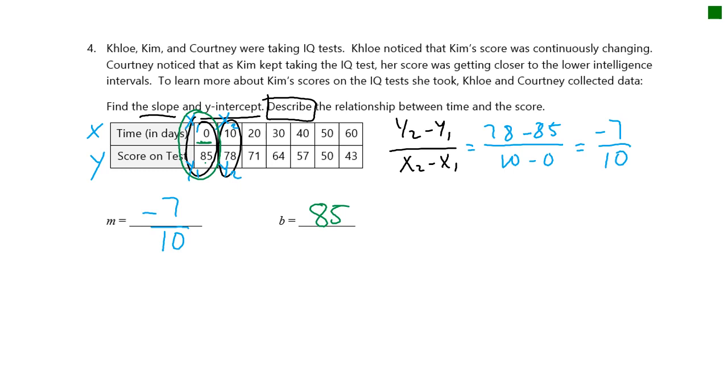And all you have to do is describe the relationship between time and the score, all right? And you can see what's happening with the time. It goes from 0, 10, 20, 30, 40, 50, 60. So as time increases, remember I told you the x will always be increasing. All right, then what changes is the y. What happens to the y? Well, you go from 85, 78, 71, 64, 57, 50, 43. So your score is decreasing. So as time increases, score decreases.